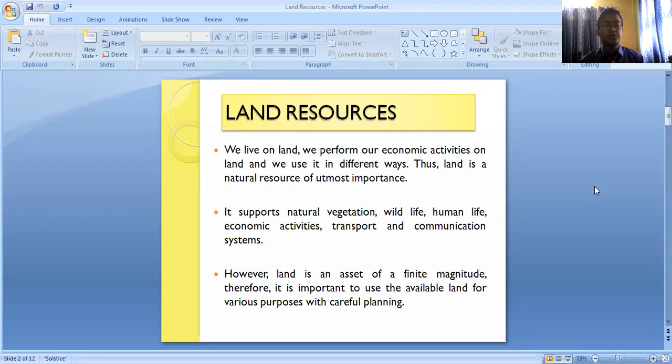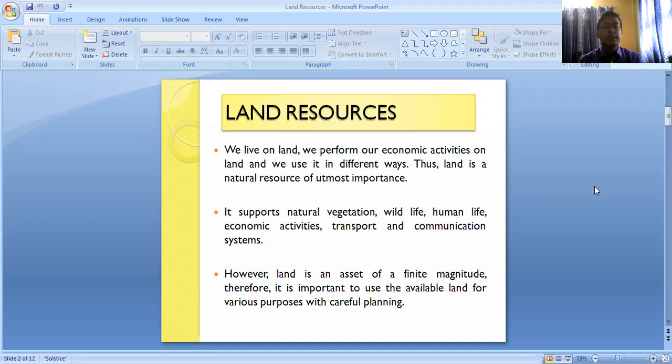Whatever land resources exist in a particular country or for a particular group of people, they must use the available land resources in a proper way, with careful planning, so that from that limited land resource they can earn their livelihood and get all those materials which are essential for living a normal life. Here we are discussing land resources in the context of India. We are going to discuss the land resources of India, and what are the different purposes for which this land is used.